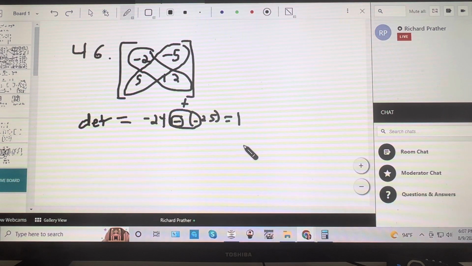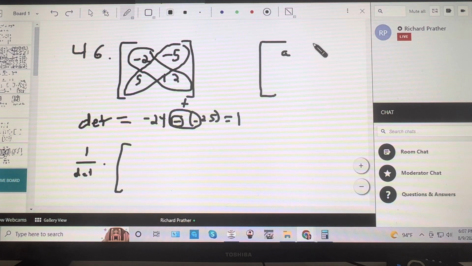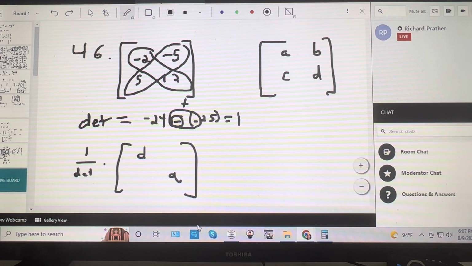The determinant is not 0, so therefore there is an inverse. And to do the inverse, what you do is 1 over the determinant times, you remember how the generic one goes A, B, C, D. The A and the D switch places with each other. The B and the C stay where they are, but you get the opposite, the additive inverse of them. And then you distribute this into everything because it's scalar multiplication.